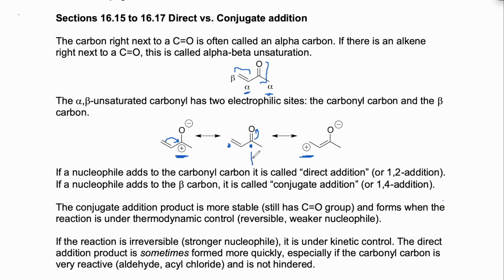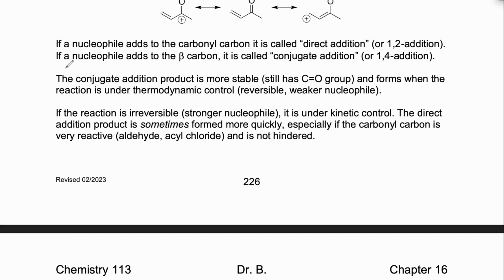So if you add here to the carbonyl carbon, it's direct addition. This is saying over here. So direct addition is adding directly to the carbonyl. If you're adding to the alkene that's conjugated to the carbonyl, so if you're adding over here, then that one is called conjugate addition. So here we have some considerations to think about, trying to let you know when the conjugate addition would happen versus the direct addition.